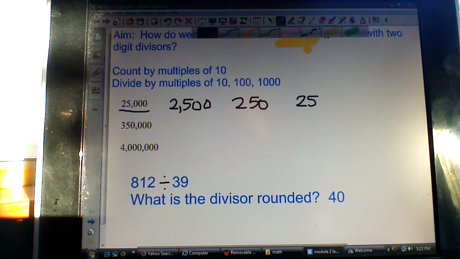We're taking the same number. I want you to understand that. The same number divided by 10, divided by 100, divided by 1,000. Okay? So that's what you're doing.